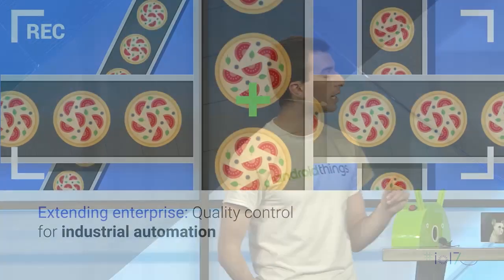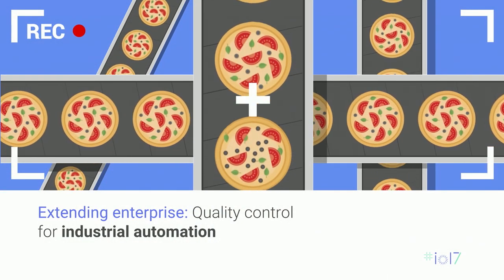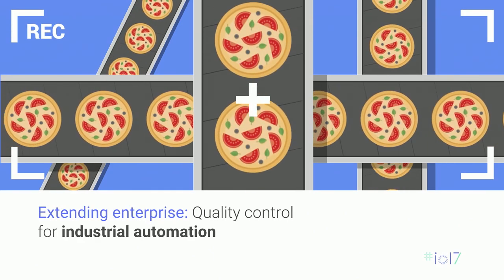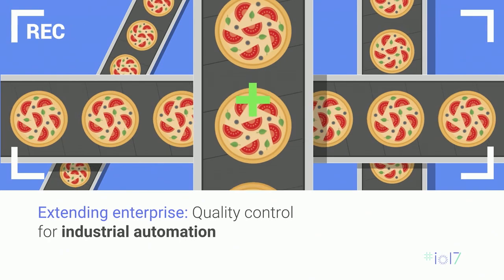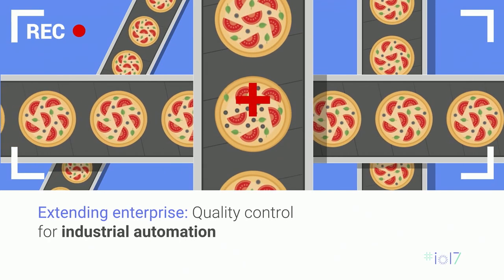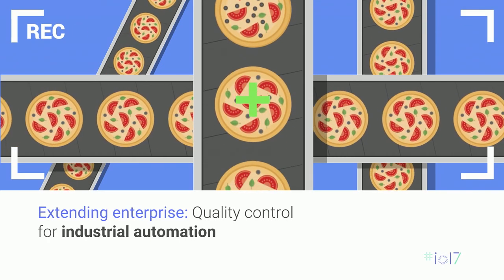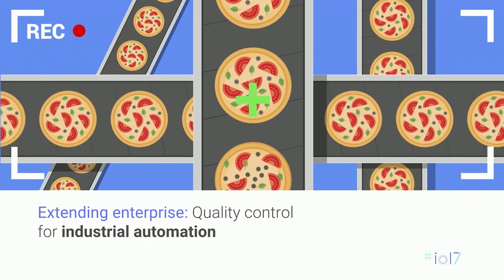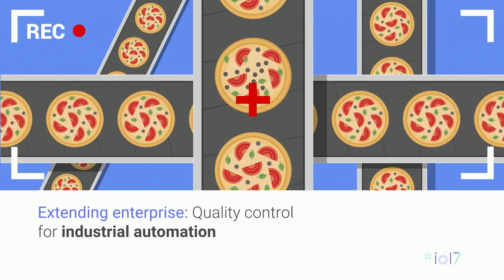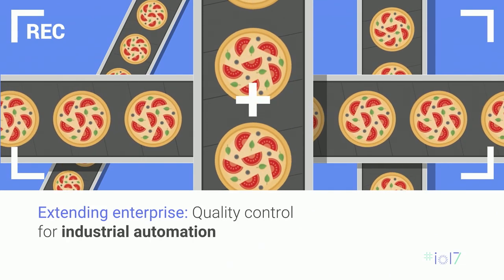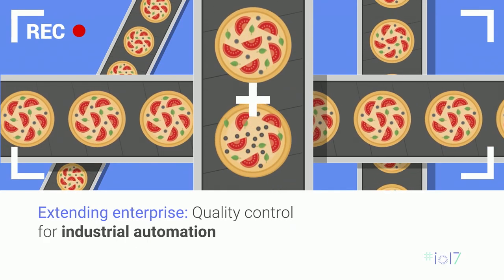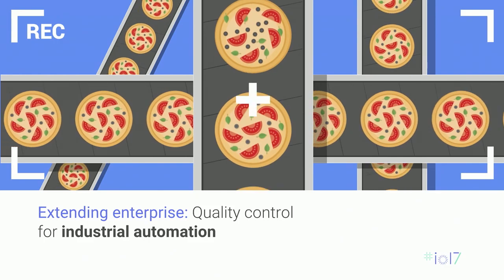So in this case, we would have a TensorFlow model that's locally able to learn how to accept and reject pizzas by, for example, counting the number of toppings of each pizza. So as we see some of these pizzas go by, most of them we'll see have 6 tomatoes and 5 olives, and so they're accepted. But then soon we'll come to that one that has too few tomatoes and too many olives, so we reject that pizza.